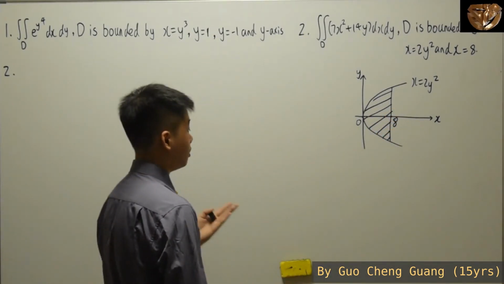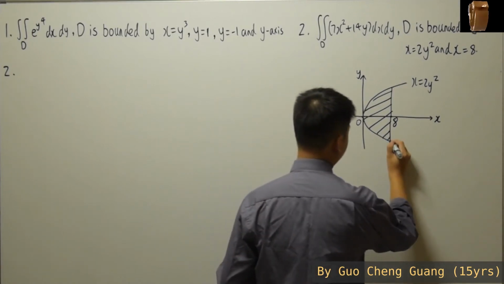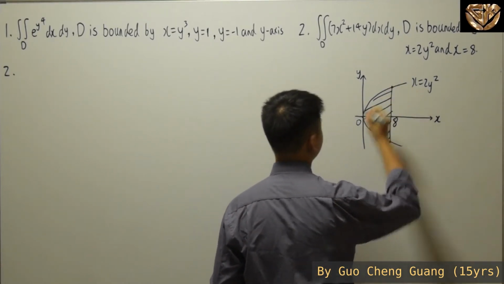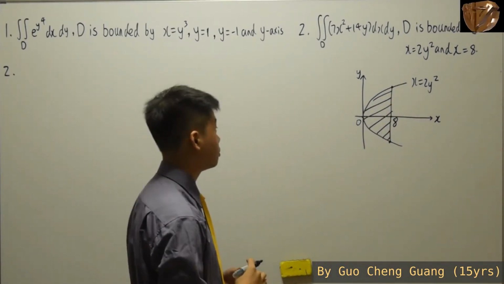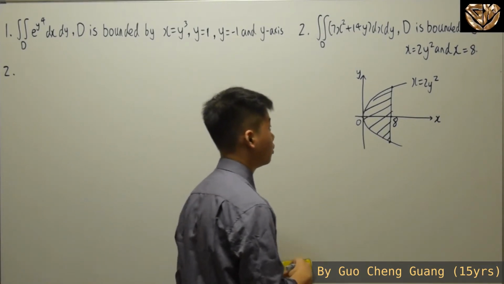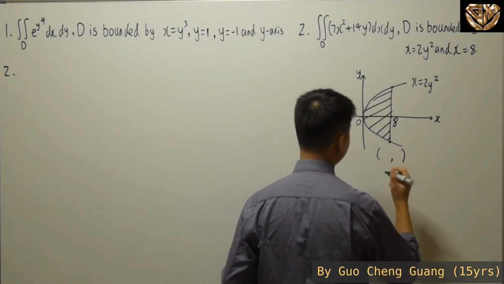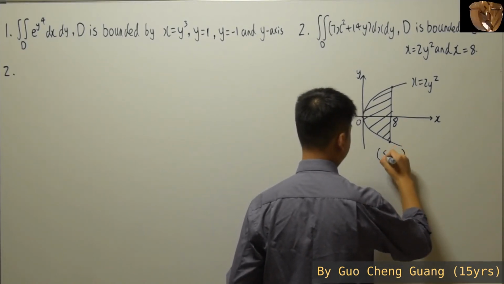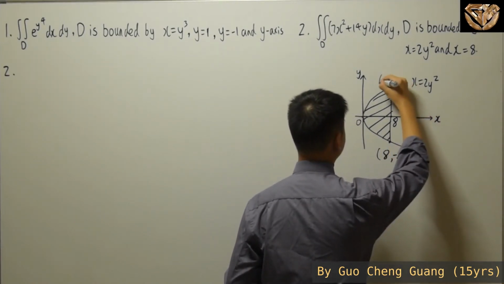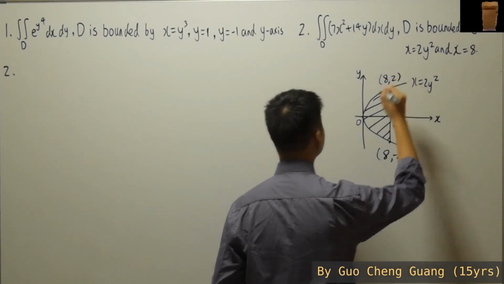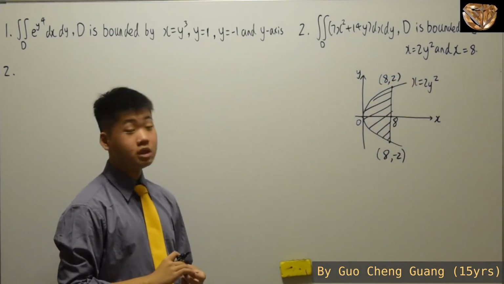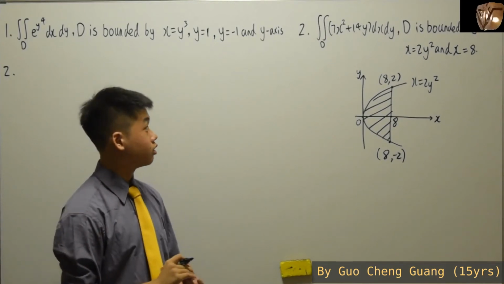And next will be to determine the two intersection points. Since you're going to have 2y squared is equal to 8, then y squared is equal to 4, you're going to have y is equal to 2 and negative 2. So you're going to have 8, negative 2 and 8, 2. Right, so that means for this part we can start integrating.